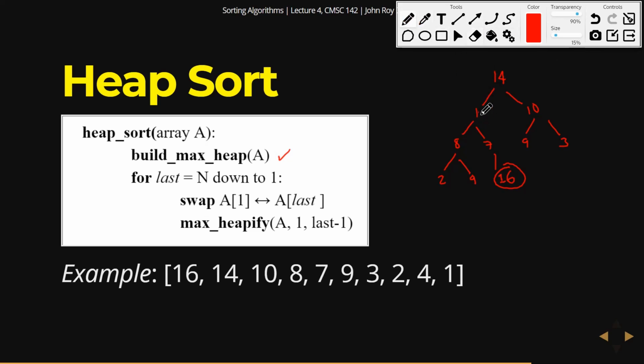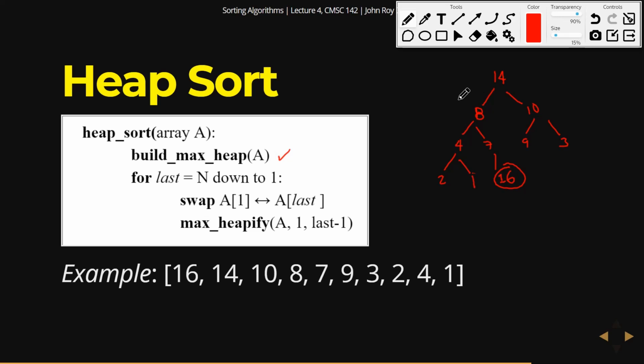But then 1, 8, and 7: 8 should be here, and then here should be 1. But then 1, 2, and this is 4, right? So 4 should be here, and this one should be 1. Okay, so let me clean that up. This one should be 4, then that one should be 1. Right? So we are now done with the first iteration.